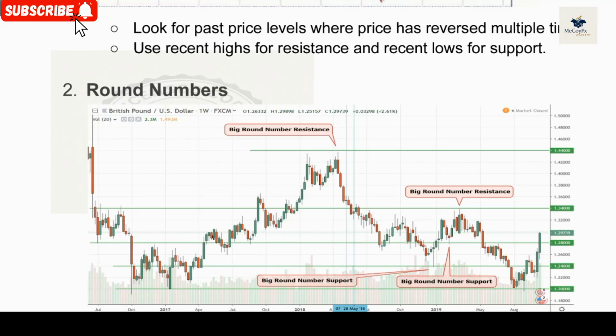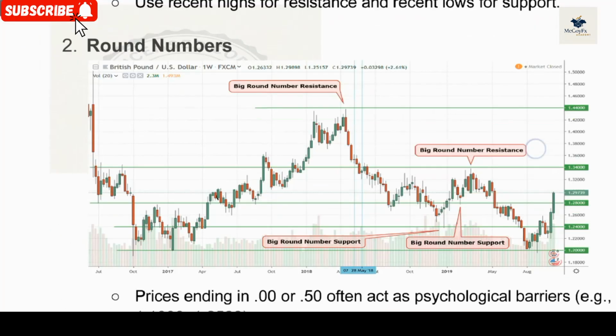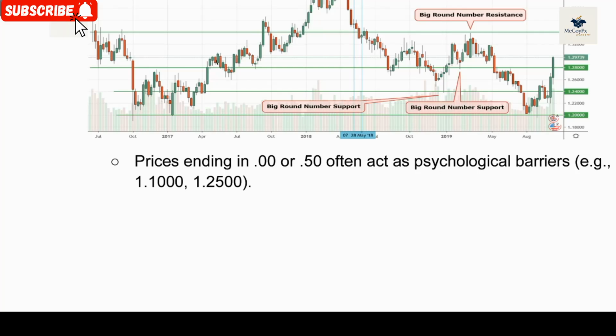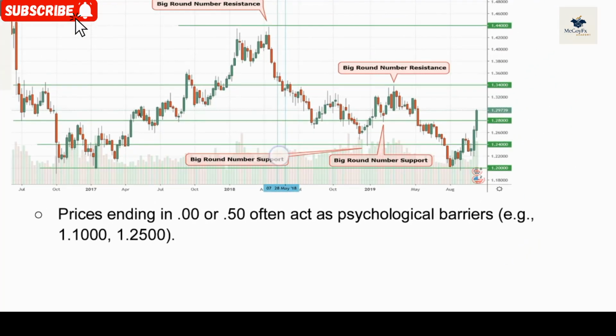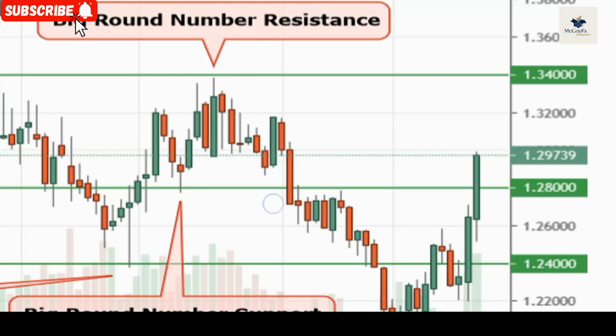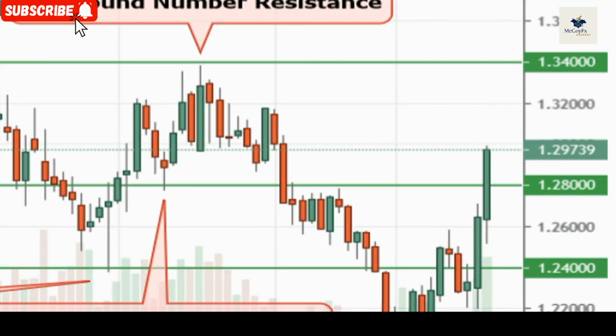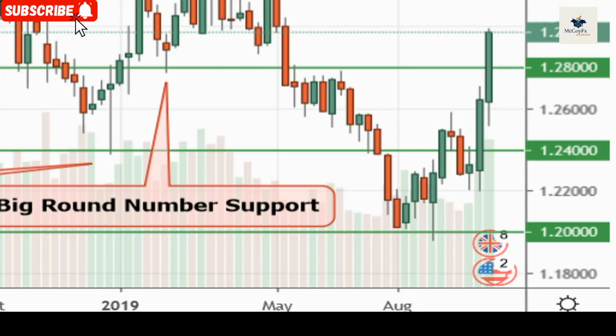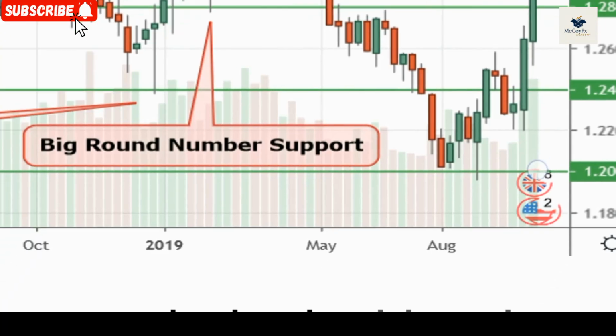2. We have round numbers. Prices ending in 00 or 50 often act as psychological barriers. Example, 1.1000 or 1.2500. So let's look at what we have on the diagram here. You can see here we have 1.34000, and here we have 1.28000. Here too we have 1.24000, and here we have 1.20000.